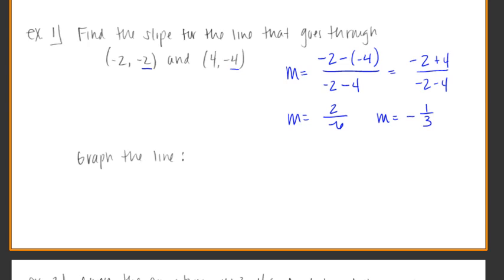Okay, well, let's graph this and see if we get the exact same thing going on. Let's see. 1, 2, 3, 4. All right, so -2, -2 right there. 4, -4 right there. Okay, obviously we would connect the dots. I'm going to try my hardest to do the best that I can here. It doesn't always come out pretty, but okay. So our slope says -1/3.